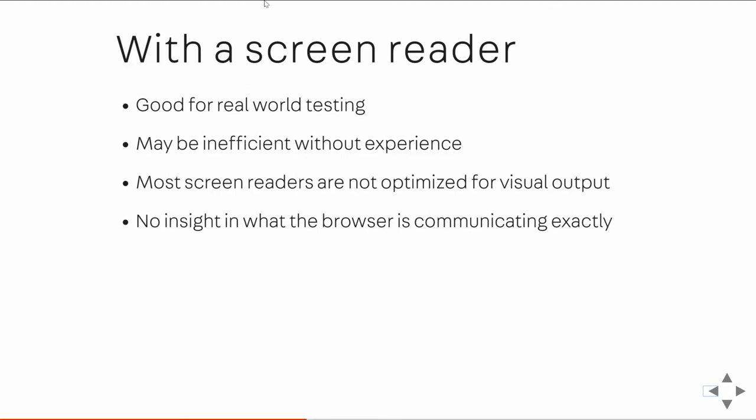Some screen readers can show you a visual indication on a web page where you are, which element is active, but not all. So that may be difficult to use. And you get no real insight in if something is not working as expected, where it's going wrong. Is it a browser bug? Is it not implemented by the specific browser? Is it a screen reader bug? Or is it a bug in your own code? You just don't know, because it's kind of a black box you're looking at. So there are other ways, fortunately.